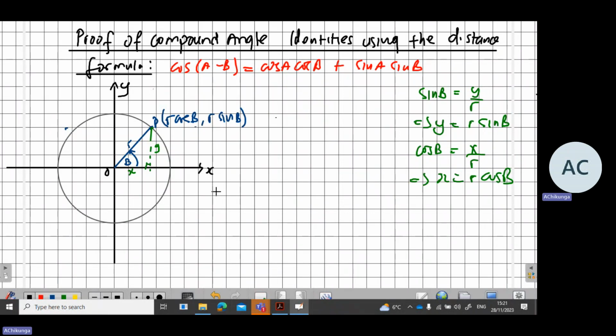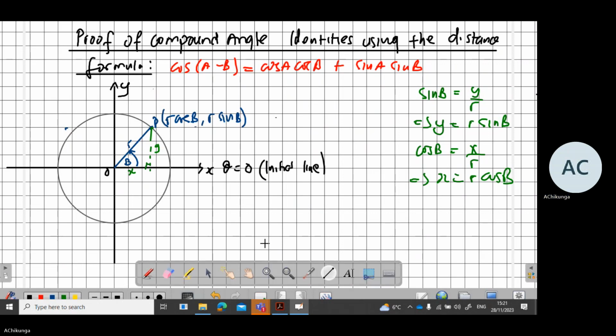By the way, this is the starting point where theta is 0. We call it the positive axis. This is the initial line, actually. This is our initial line. So because theta is a measurement of the angle between the positive x-axis, which is from the initial line, going to P as it is. So if I have another point here, let me say it is here.